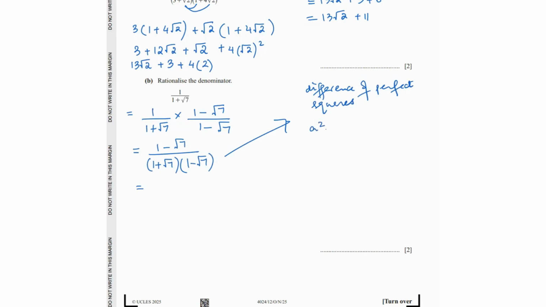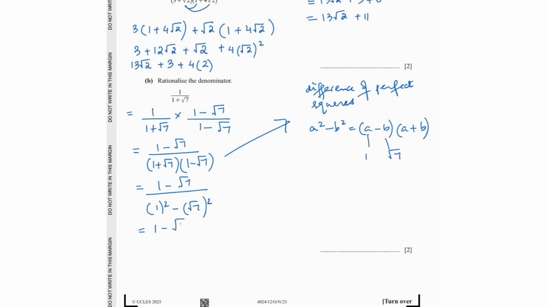Which is a square minus b square equals to a minus b times a plus b. So over here, our a is 1 and b is root 7. So we can just directly rewrite this as 1 square minus root 7 square. If you want to expand the brackets and then simplify, that's also fine. But the shortcut is using difference of perfect squares.